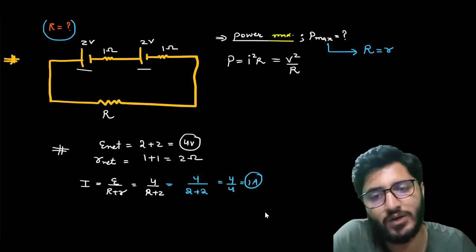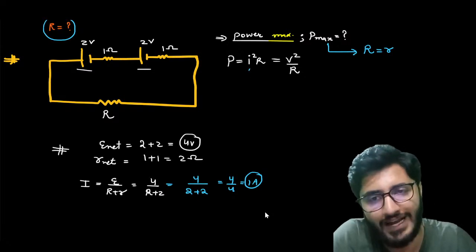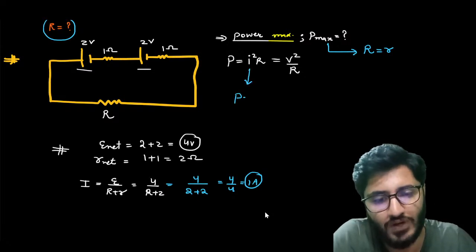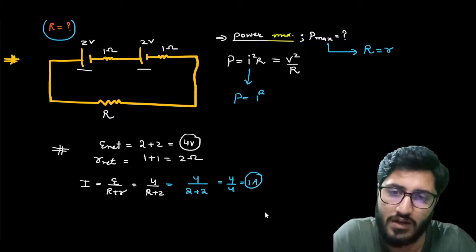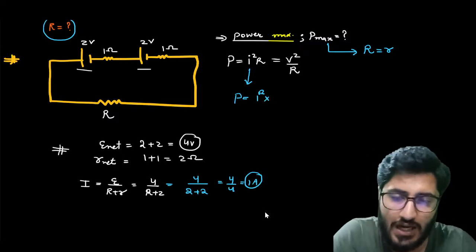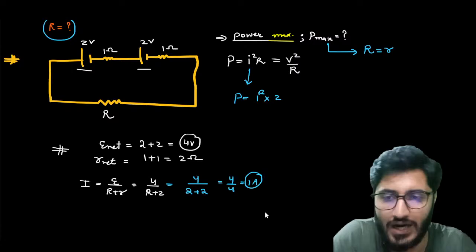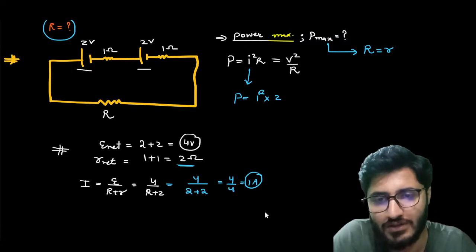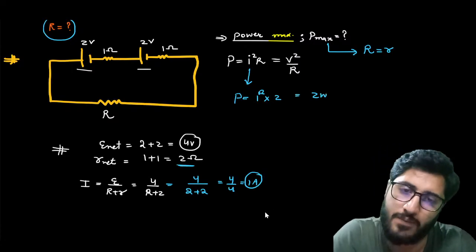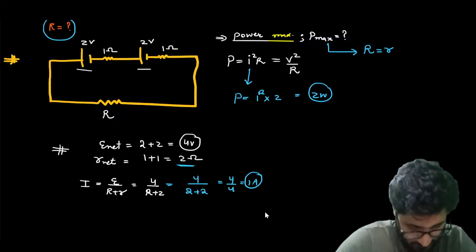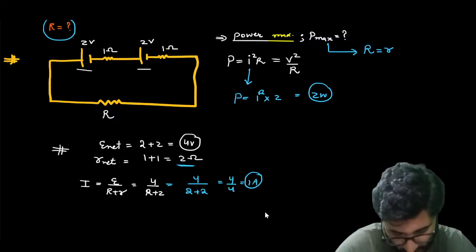So resistance I know now, current I know now. I guess I need to use this equation. So P equals I square, what is I? 1 square, into R. R is 2. Look, R is 2. I guess my answer is 2 watt only.